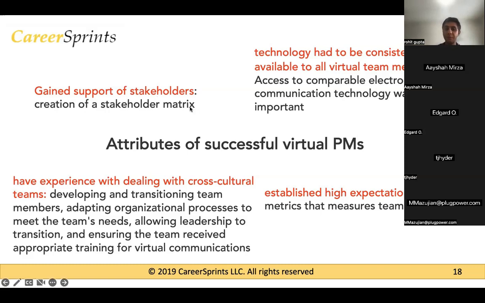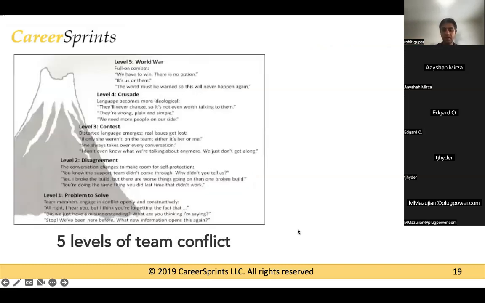Okay, so these are the 4 key points. And for the exam, when you get questions on virtual PMs and how they manage teams, just keep this at the back of your head, that these are some answers that you should look for when you see the multiple choice question. Okay, so that is about virtual teams.